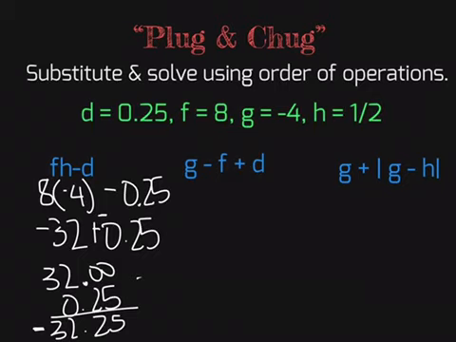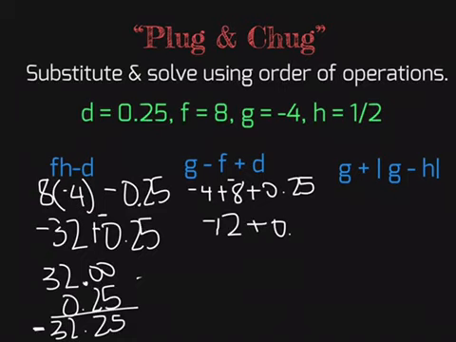If I plug in those numbers, I get negative 4 minus F, which is 8, plus D, which is 0.25. I need to work left to right because I'm working with addition and subtraction. Negative 4 minus 8, I'm going to change it to adding a negative. Since you are adding the same signs, I have negative and negative. I'm going to add those two numbers, 4 and 8. 4 plus 8 is 12. And I keep my sign, which is negative. Then I drop down my plus 0.25.